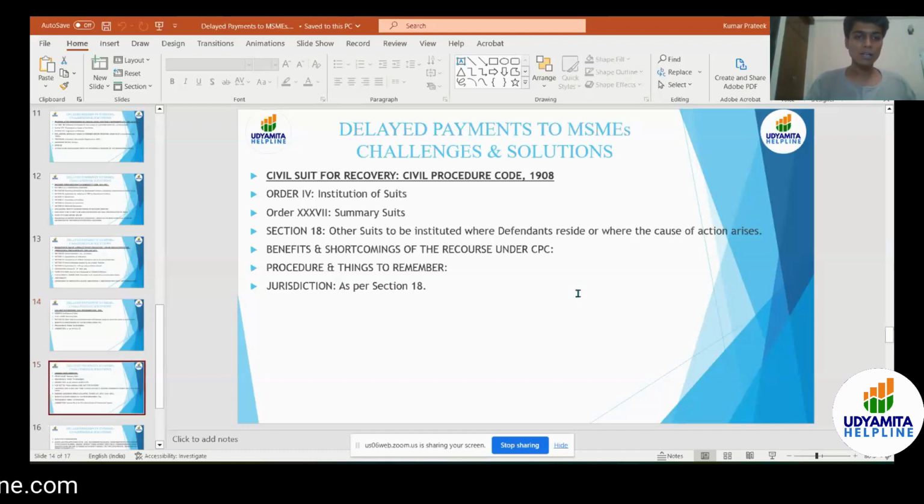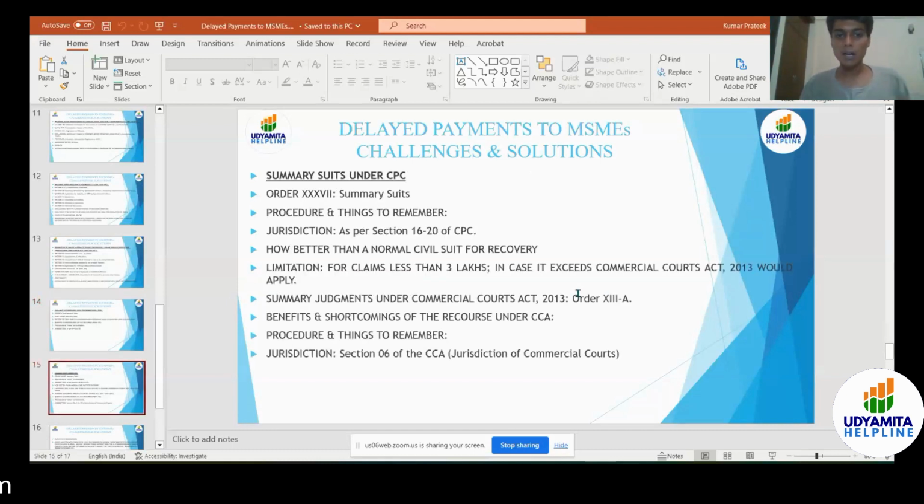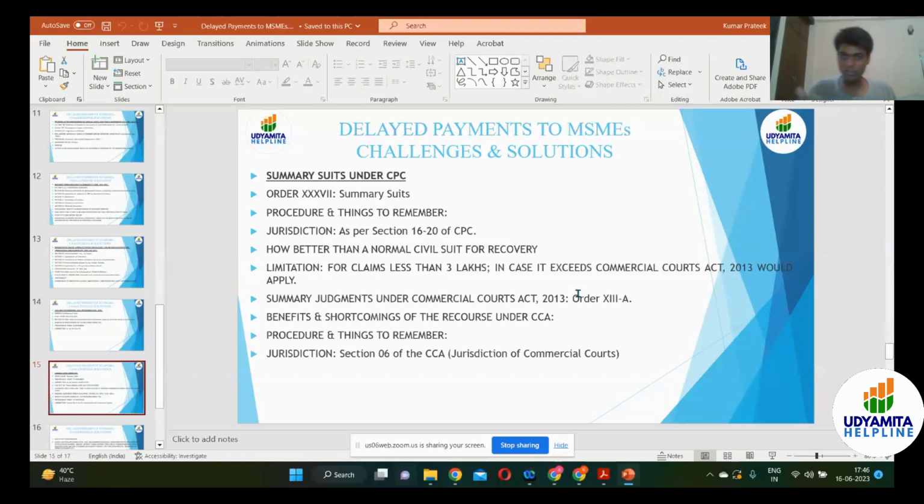So that's all. This is the Commercial Courts Act jurisdiction, which came into force in 2015, and now all of the commercial matters are defined in the Commercial Courts Act. And after a specific value, when the dispute exceeds 3 lakhs of rupees, the Commercial Courts Act applies, right?